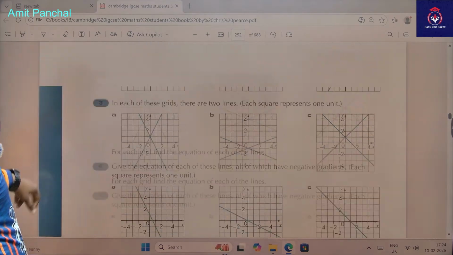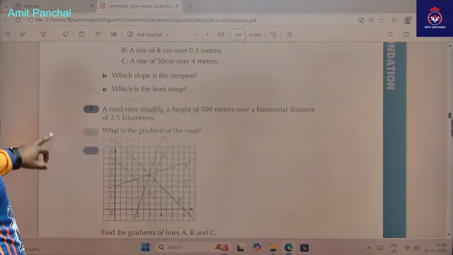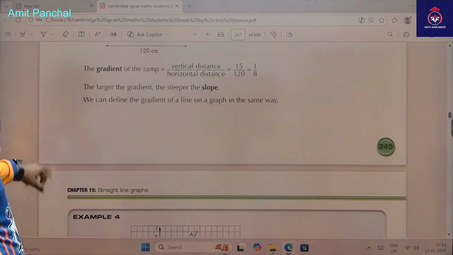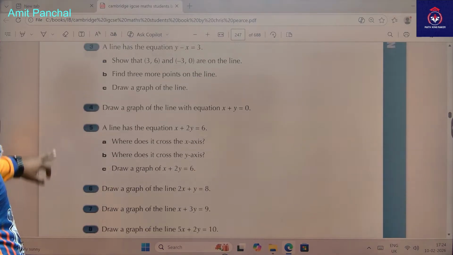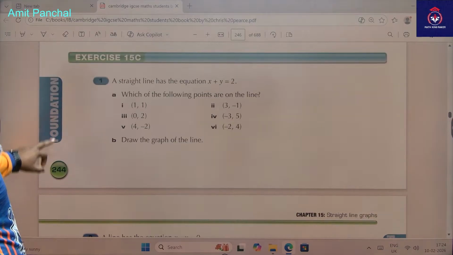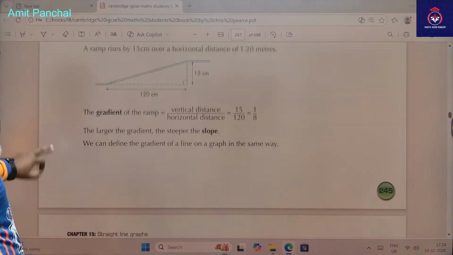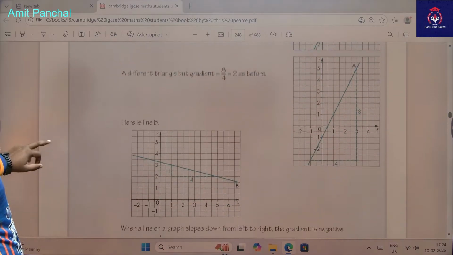15.3, 15.4. Yeah, we already did it. 15.3 is only finding the gradient. 15.4, sir, what is it called? 15.4 is the equation of straight line. Oh, yeah, can you go there, sir? Okay.